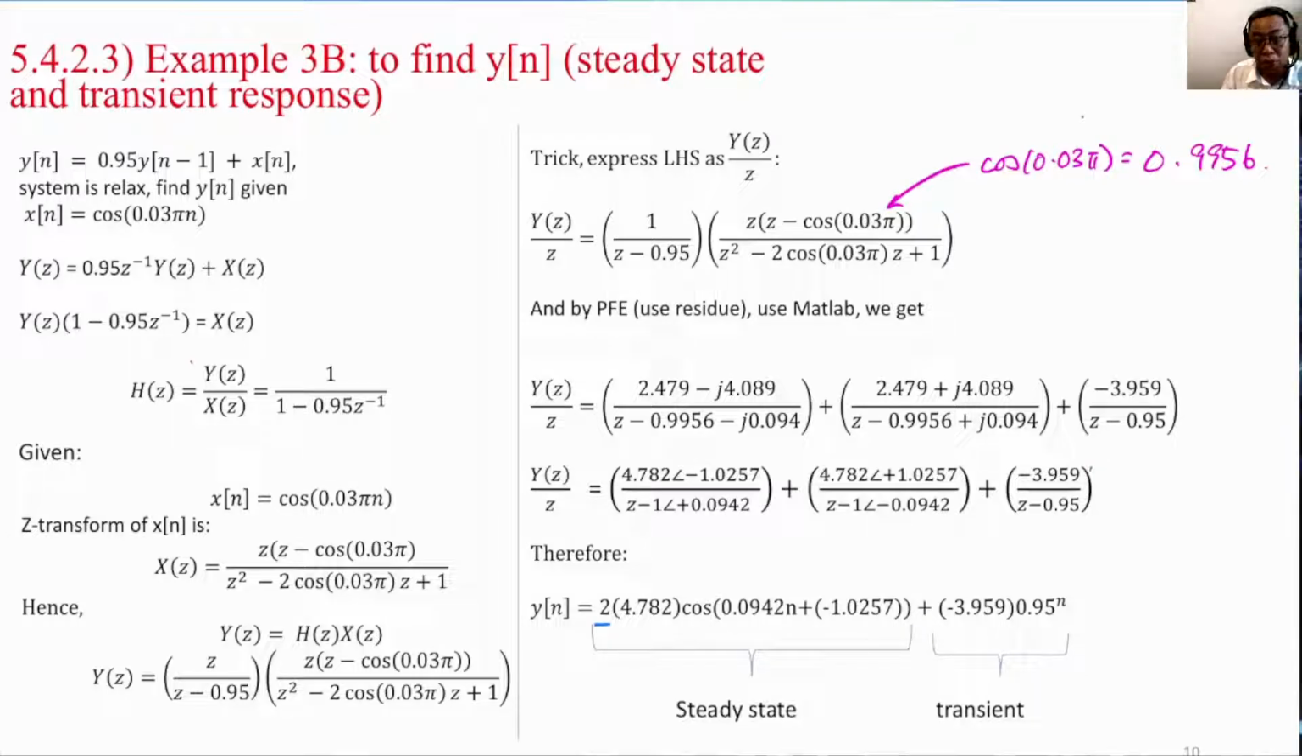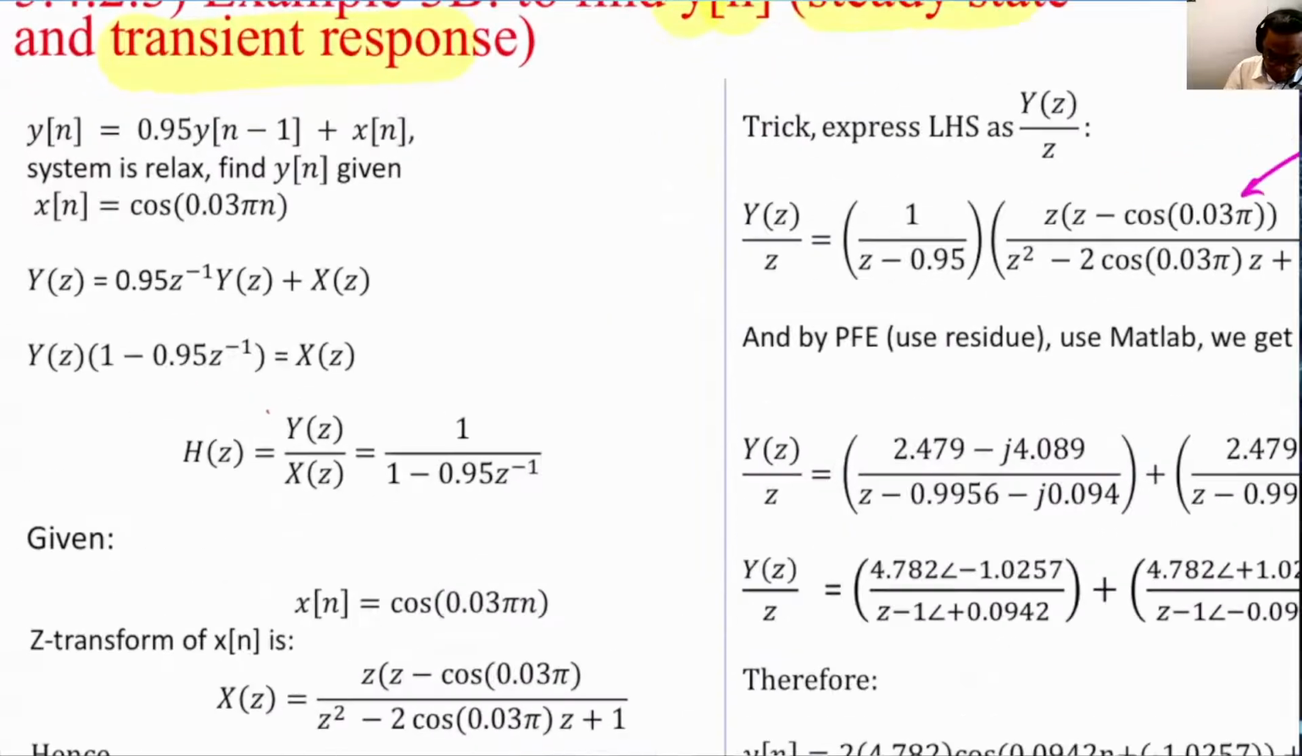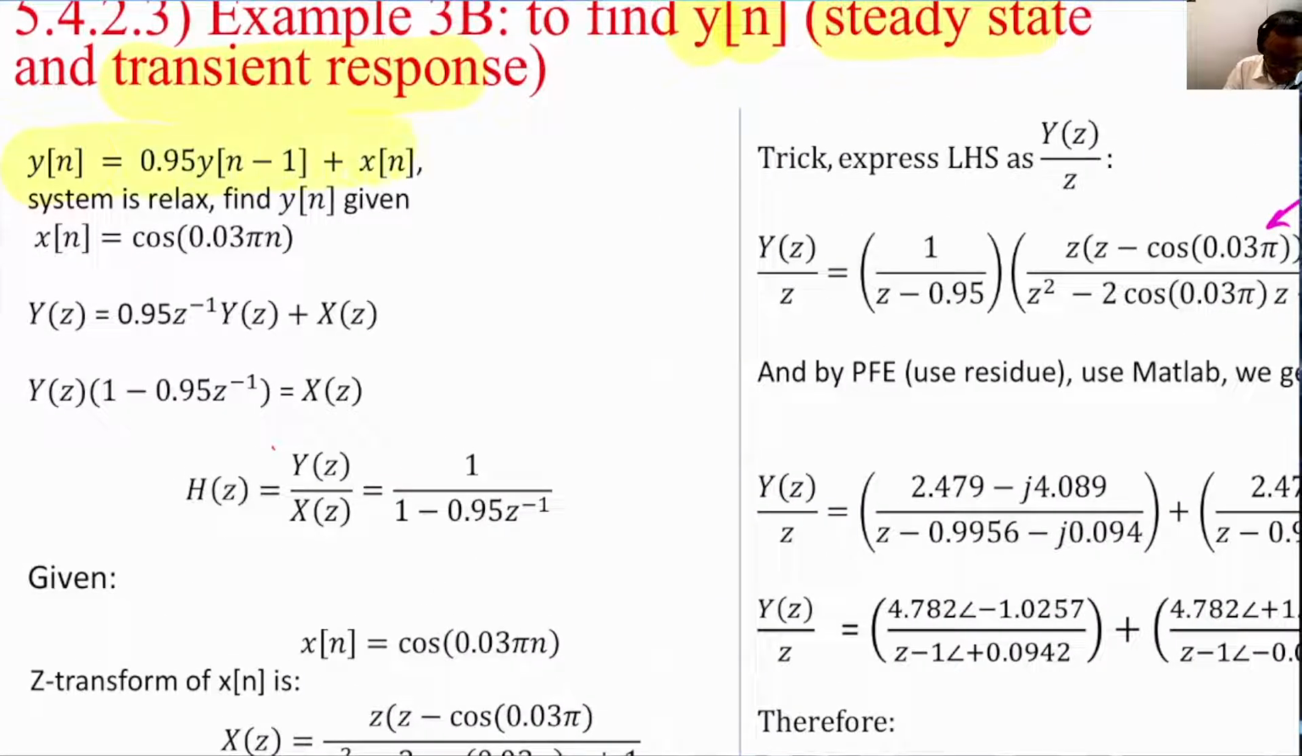This is example 3b of Z-transform. In particular, we are again asked to find y[n], both for the steady state and the transient response. We're given a difference equation, and x[n] is a cosine of 0.03 pi n, a very slowly changing cosine, with a difference equation.